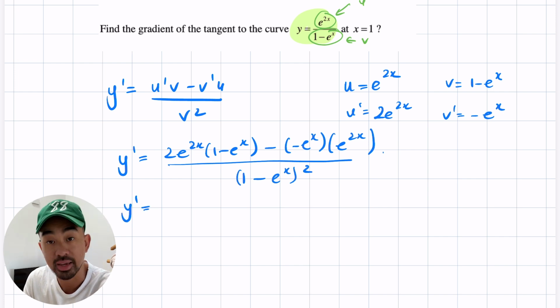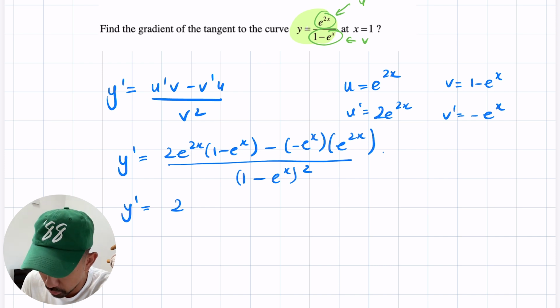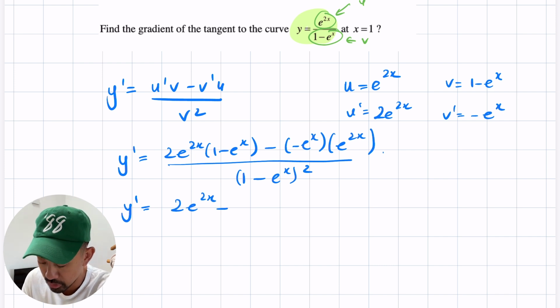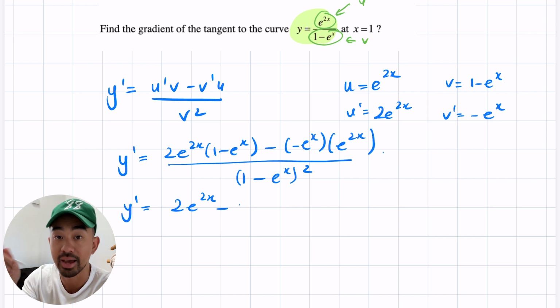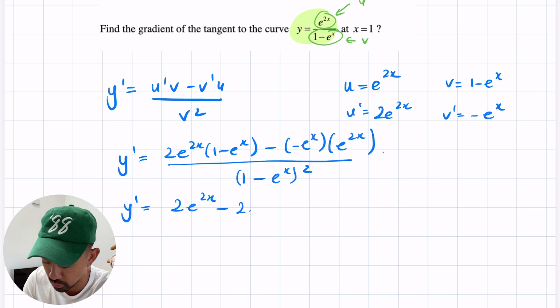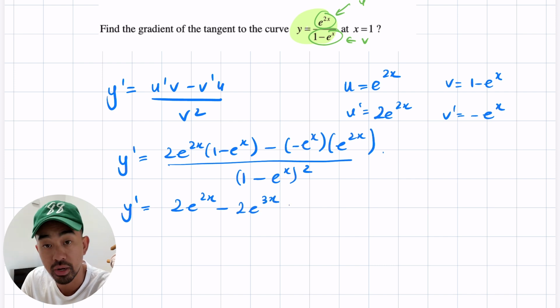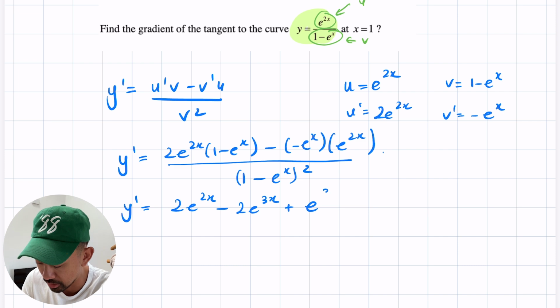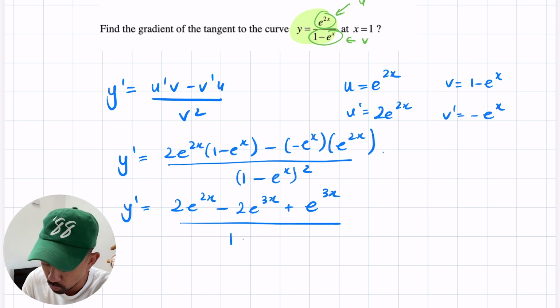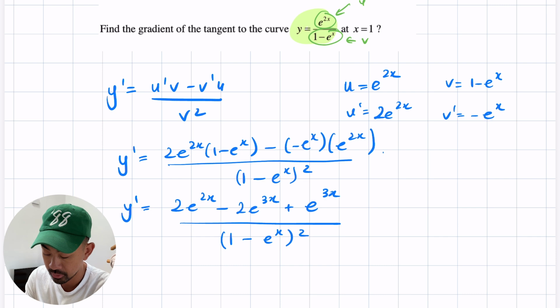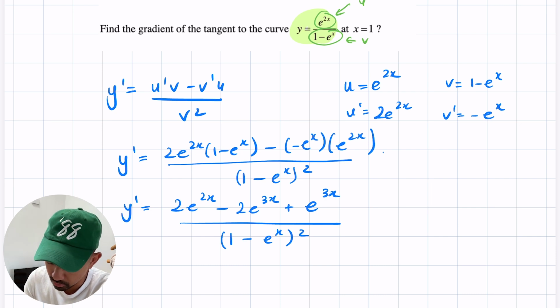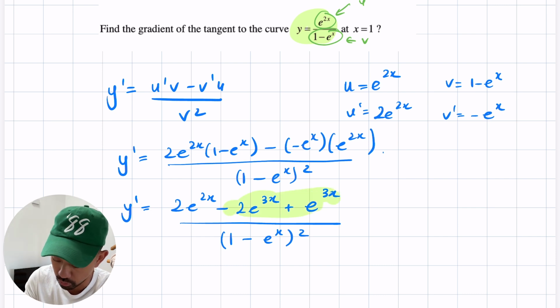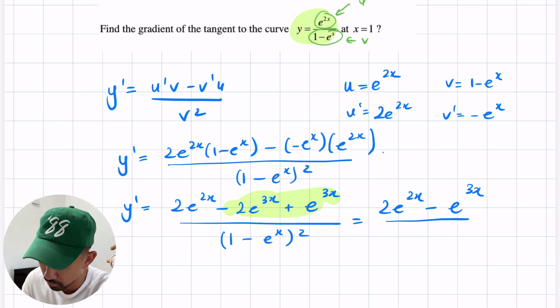All right, so y dash. So let's expand and simplify the numerator. So 2e to the 2x minus, so you're going to have 2e to the 2x times e to the x. That's basically the indices adding, right? So you get 2x plus x, that's 3x. So 2e to the 3x. I've got two negatives on the right-hand side, it makes a positive, and this will be e to the 3x, like so. And then 1 minus e to the x all squared. Now let's collect like terms. So here, looks like you've got two like terms. So simplifying that, it will be 2e to the 2x minus e to the 3x over 1 minus e to the x all squared.